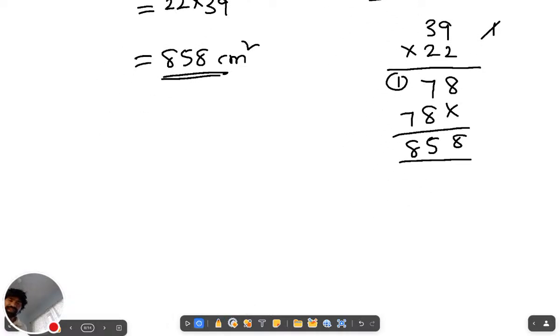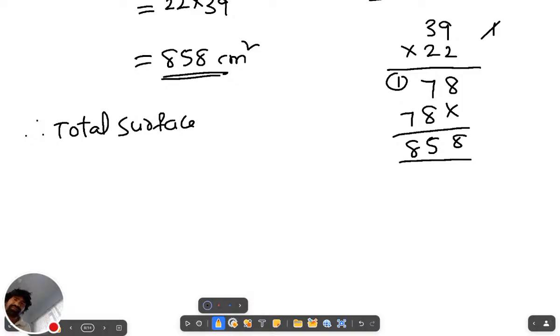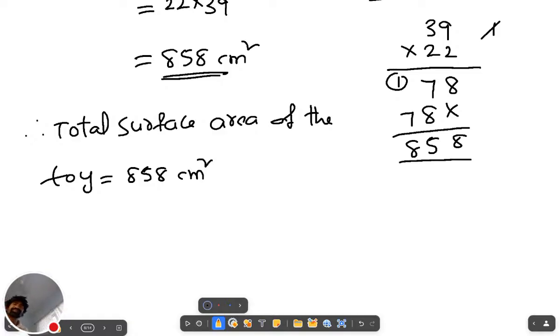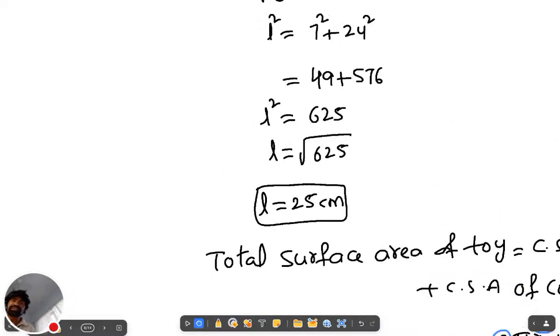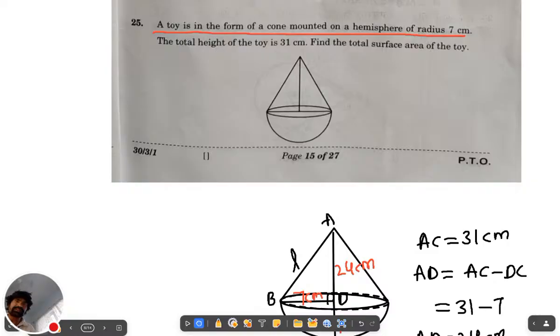So you can write, therefore, total surface area of the toy will be equal to 858 centimeters square. So by this problem we have completed section B problems, I think.